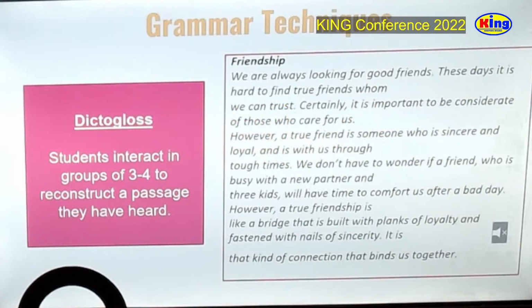Right. I suggest these techniques. I think dictogloss is suitable for the adult learner. Ask them to reconstruct your passage or your conversation, and then after that you can correct their grammar. I think this is a suitable one for the adult learner.